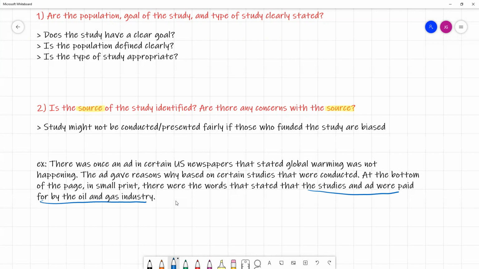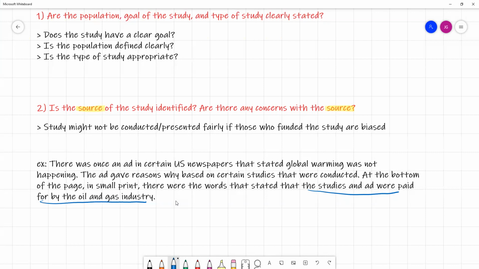So of course, the oil and gas industry are not going to want you to think that they're the ones causing global warming, right? And so they're going to pay for studies to show that that's not what is happening, right? Another way to think about this is a long time ago, tobacco companies used to conduct studies and display results that showed that cigarettes are not causing lung cancer. They're not the main reason, like smoking does not give you lung cancer. But that is obviously not the case, right? And so those studies were paid for by the tobacco companies.